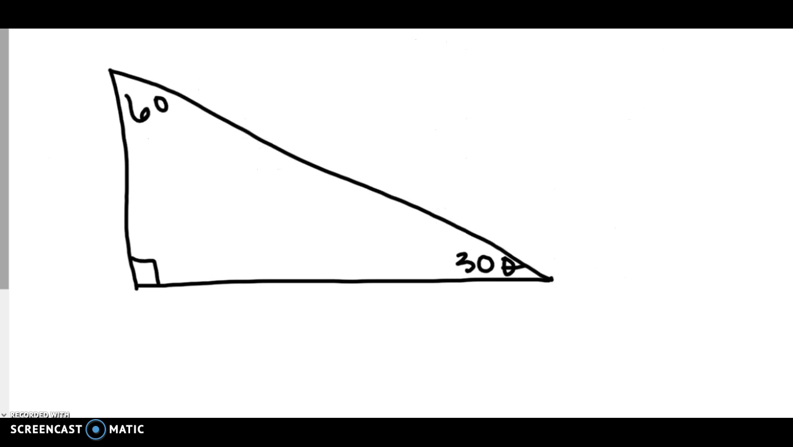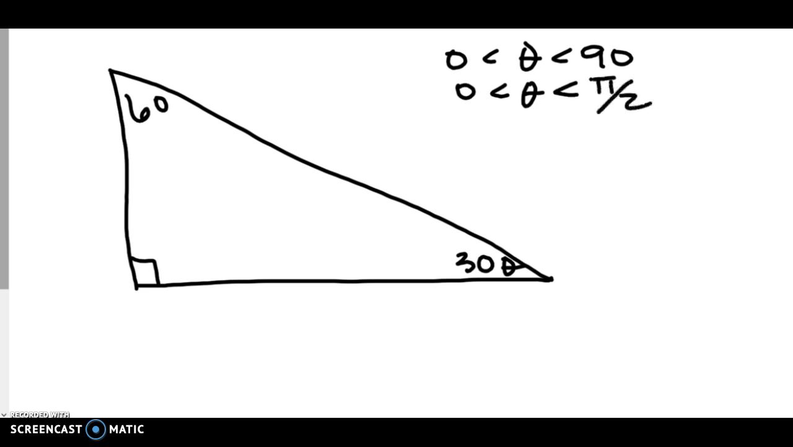So in problem 21 it says construct an appropriate triangle to complete this table. We want our measure theta to be between 0 and 90. We are given a 30-degree angle in problem 21, which means theta is between 0 and pi halves, degrees and radians. So we can see both of those.